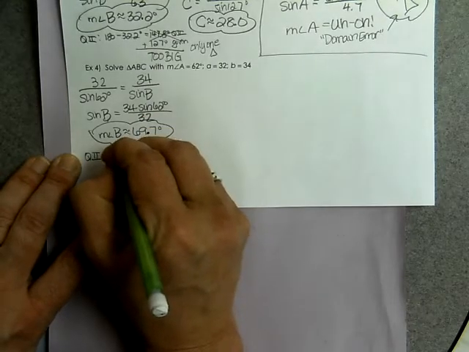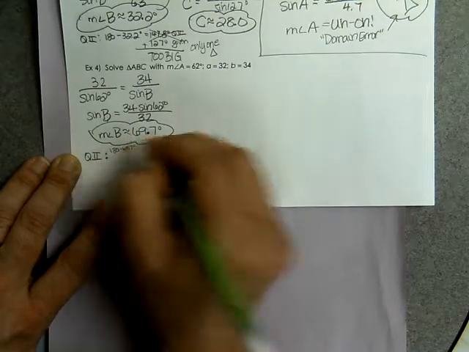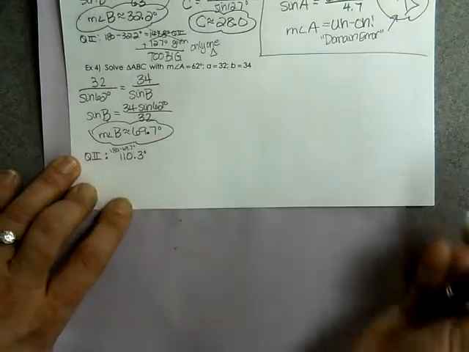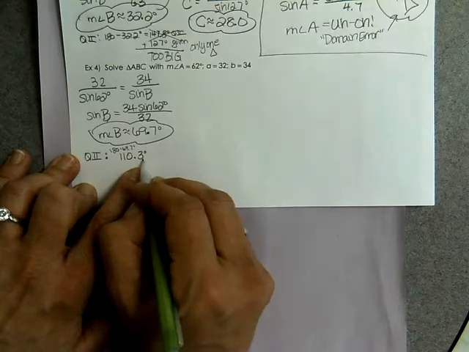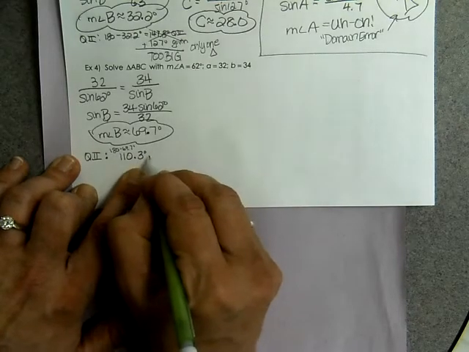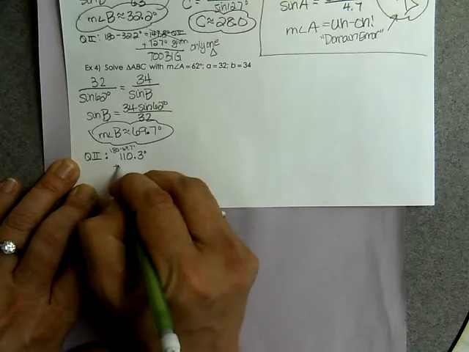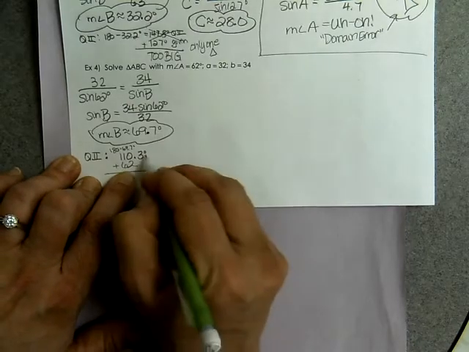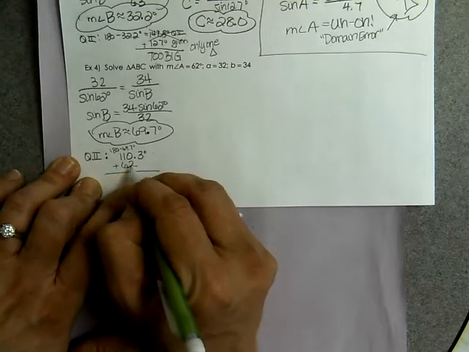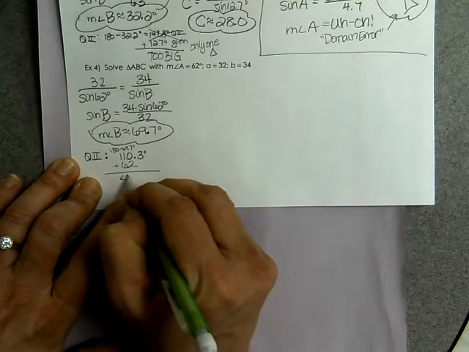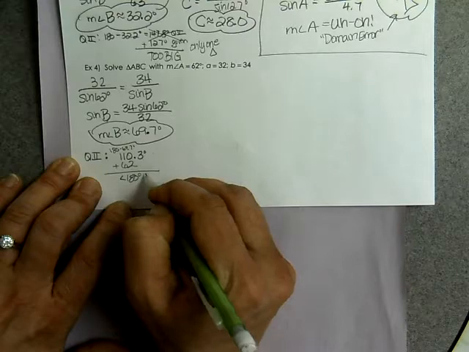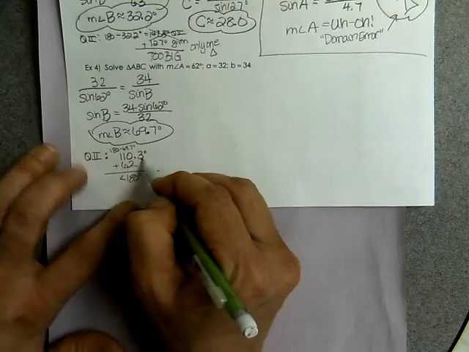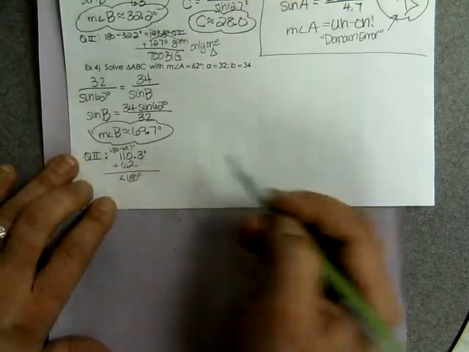Remember, to get the quadrant 2 angle, we're going to take 180 minus the reference angle, and that gives us 110.3 degrees as our potential obtuse quadrant 2 angle. Okay, so now let's add that to the given angle of 62 degrees. Do you see that this obtuse quadrant 2 angle along with the original angle is less than 180 degrees? That means that both 69.7 and 110.3 are possibilities for that angle.